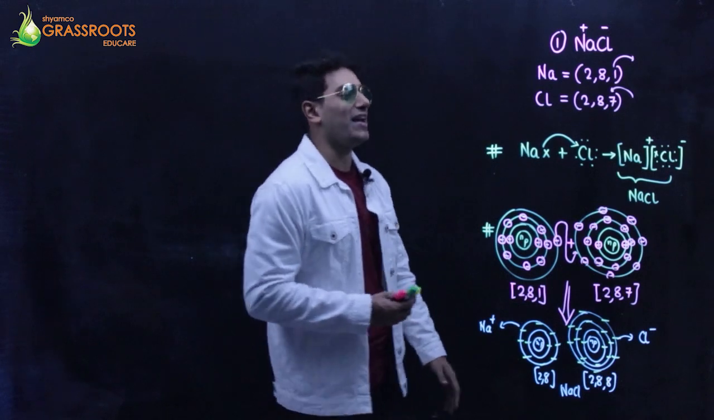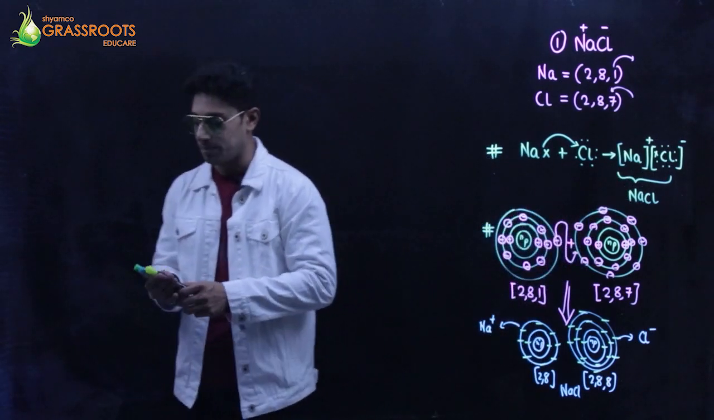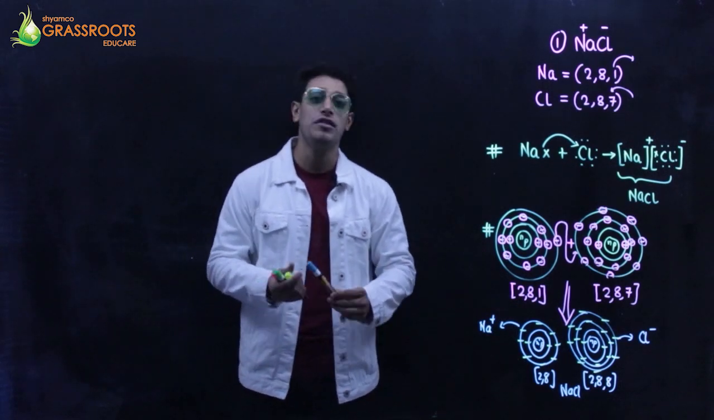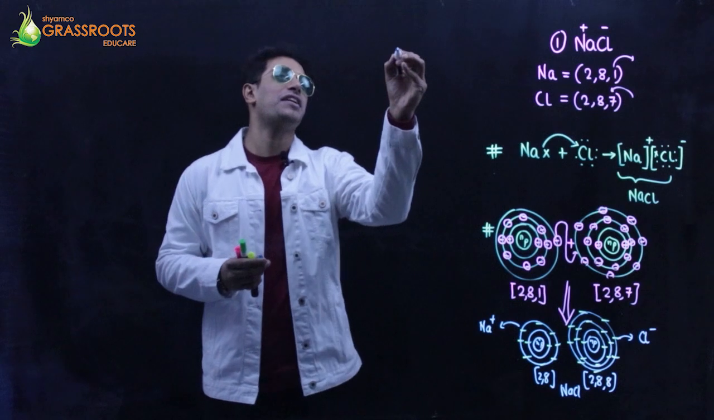So this is going to be the NaCl, the electron dot structure, and this is the atomic structure. My next diagram for you all as an electrovalent bond is calcium oxide.